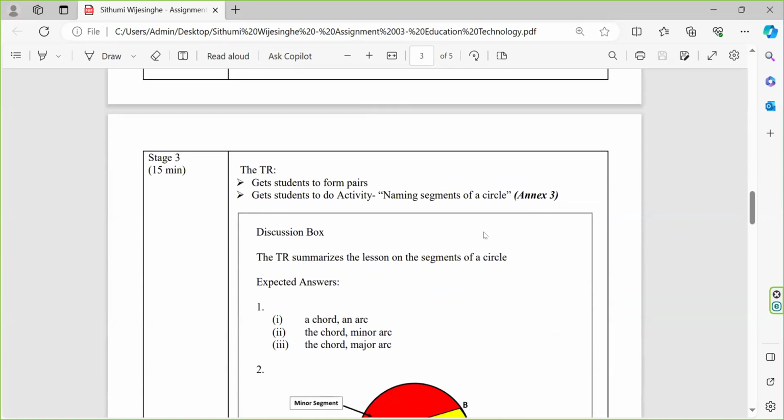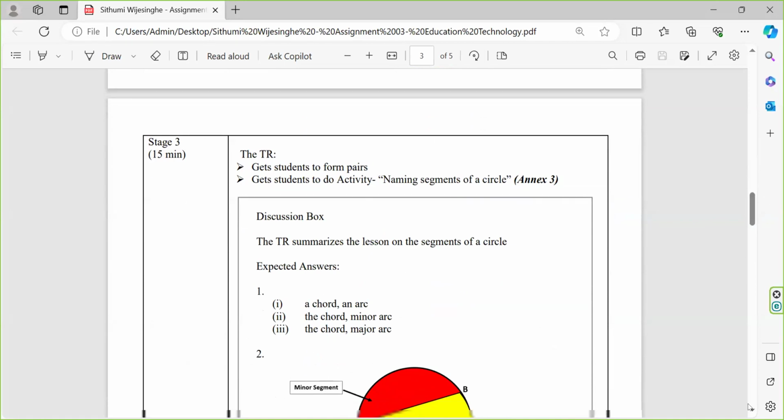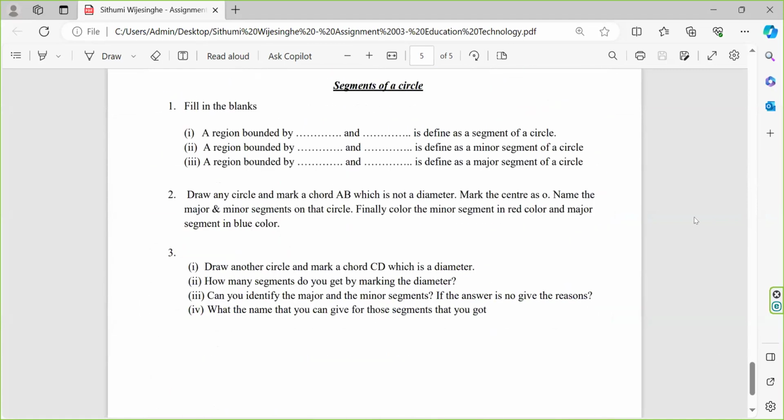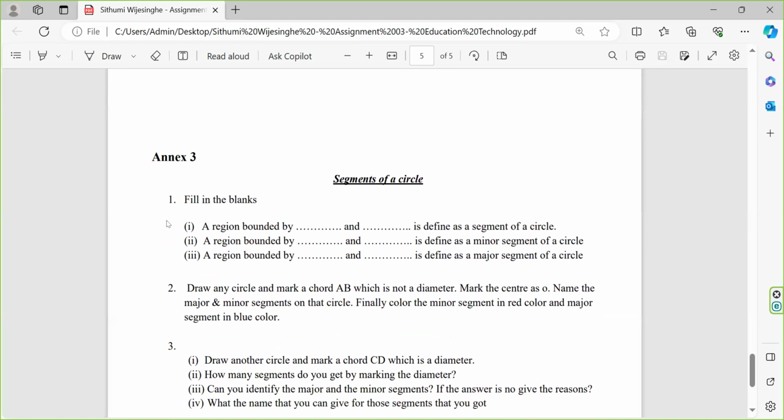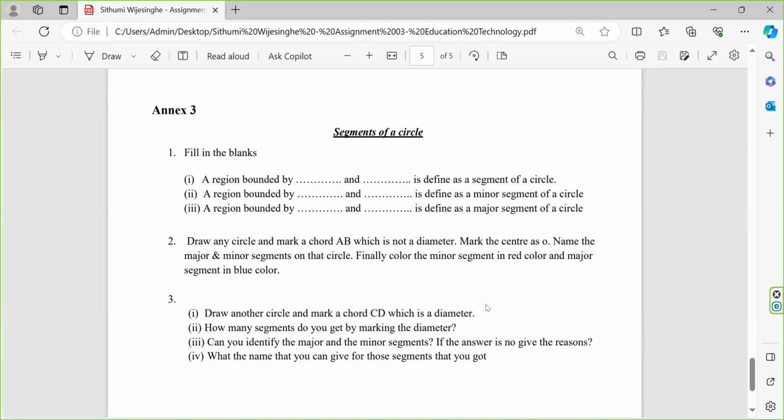In the third stage, the teacher gives a pair work. It's just like the evaluation part. This is the given activity in the third stage. In the first question, students have to fill in the blanks, and in the second one, they have to draw a circle, mark the chord and color major and minor segments in the given colors. And in the second question, they have to think logically to write the answers. Here, I'm asking them to mark a chord which is a diameter. So we know through a diameter, a circle is divided into two equal parts. Then they can't identify which one is the largest and which one is the smallest. Both segments are equal in size.